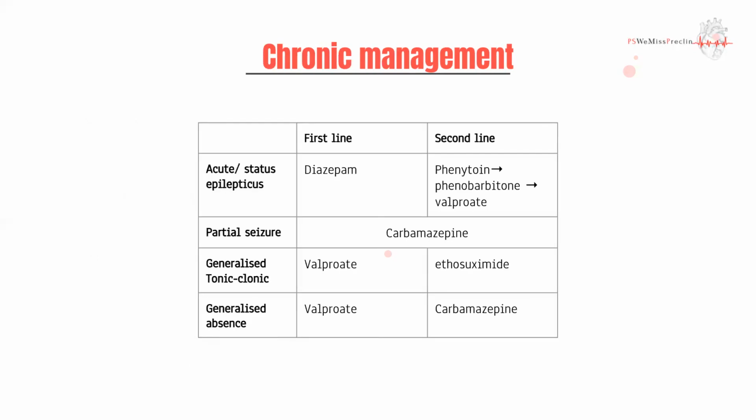In terms of chronic management, a partial seizure, as I mentioned earlier, we would give carbamazepine. In terms of this table, I think it's a good idea to memorize the names of certain anti-epileptics. It does come up on exams, so at least know what's first line for each type. Right? Partial seizures, carbamazepine. Everything else, sodium valproate. For GTCS, the second line is ethosuximide, while for absent seizures, it's carbamazepine.